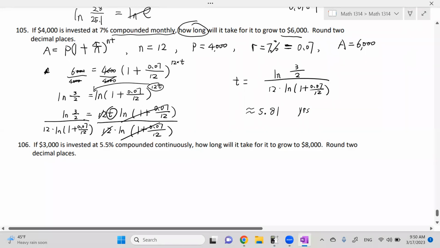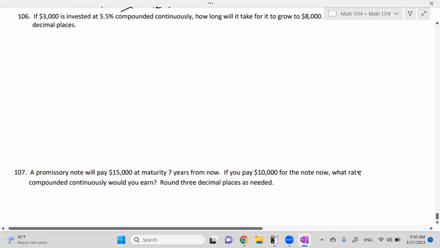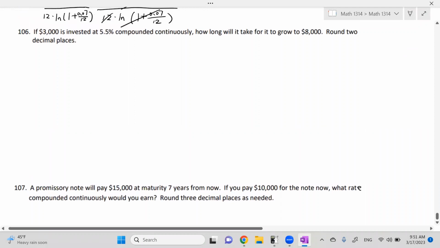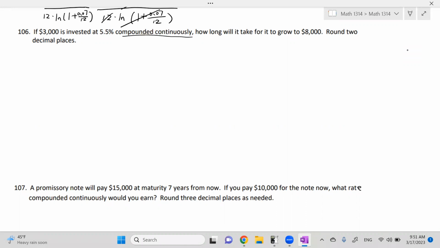All right, let's see the next example. 106. Let's read the question. If 3,000 is invested at 5.5% compounded continuously, how long will it take for it to grow to 8,000? Round to 2 decimal places. So here it is compounded continuously. Which formula am I using? I'm using A equals P times e to the rt.